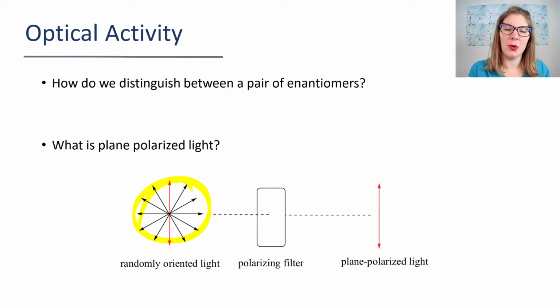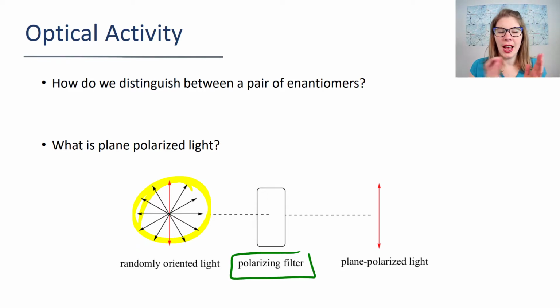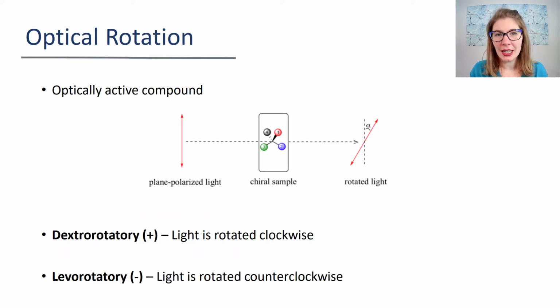And then what we do is we take a filter that allows only certain directions of that light to go through. And what we get is just one plane polarized light, so light that's going along a certain plane. Why does this matter? Well, our enantiomers will rotate this plane polarized light, and every compound is going to have its own rotation. So these compounds are called optically active because they have the capability of rotating plane polarized light.